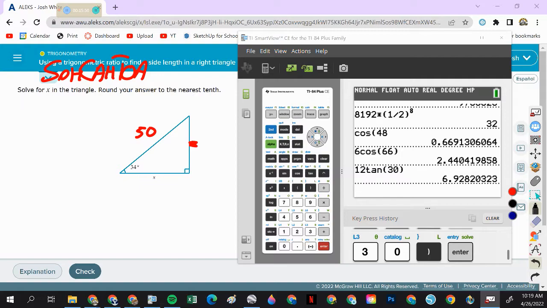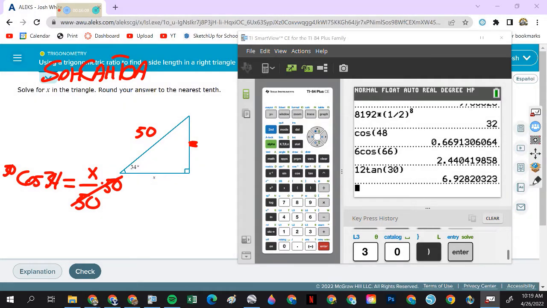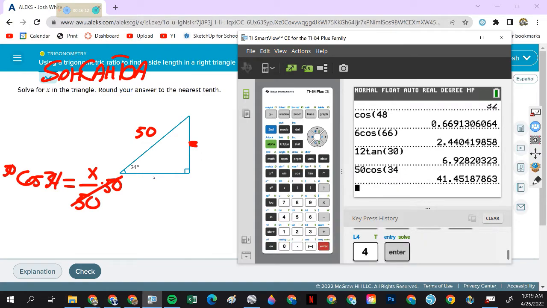We need to choose cosine. So the cosine of 34 is x over 50. How do I get x by itself? Times by 50. In my calculator, I do 50 cosine of 34, and I get 41.45.